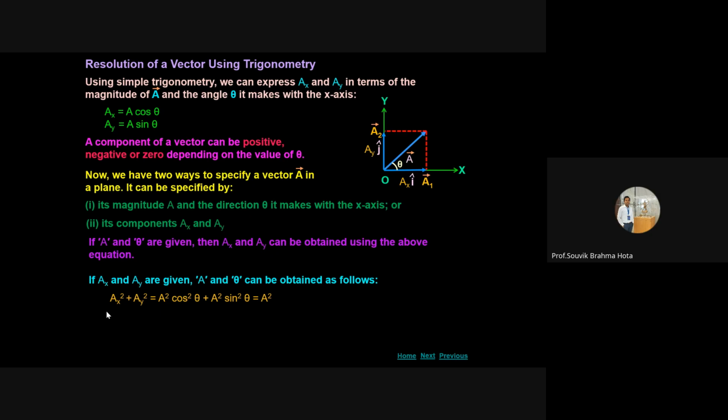So ax square plus ay square is equal to A square cos square theta plus A square sin square theta. Take A square common, cos square theta plus sin square theta is equal to 1. So A is equal to the square root of ax square plus ay square.